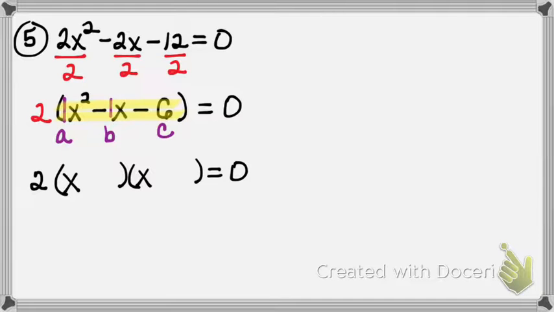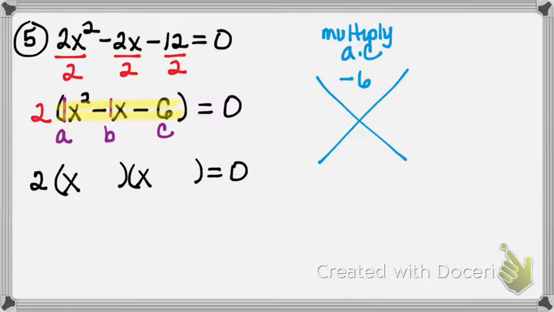So I need 2 numbers that multiply to be A times C, which in this example will be 1 times negative 6. And they add to B. All right, so don't say it out loud, but see if you can figure out what those 2 numbers are.